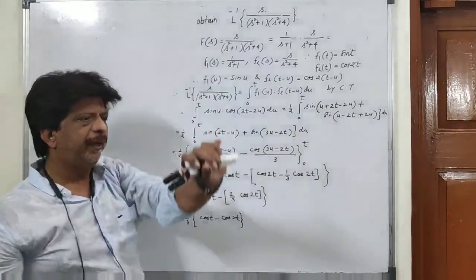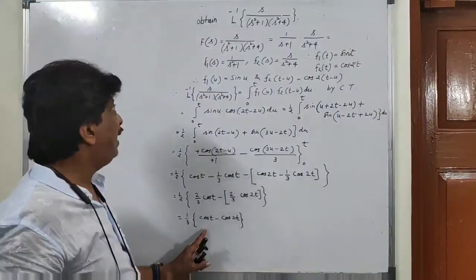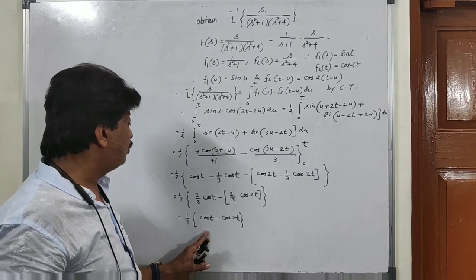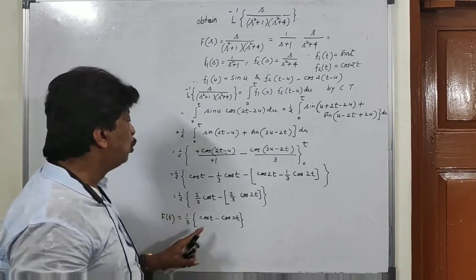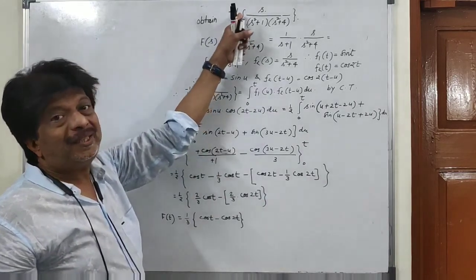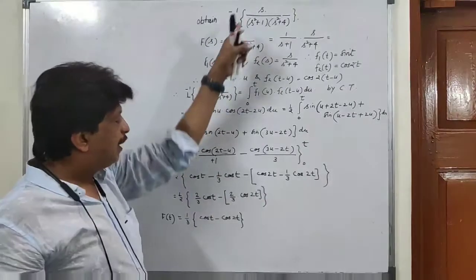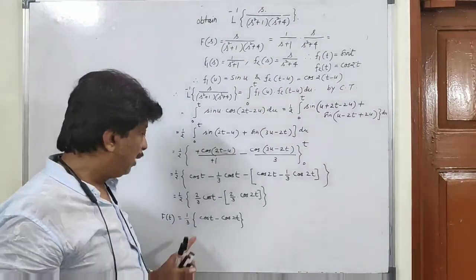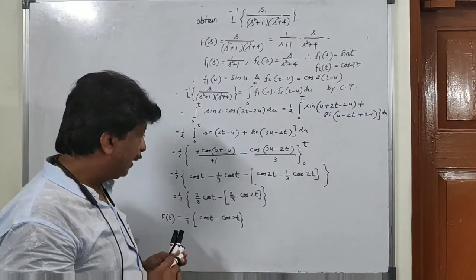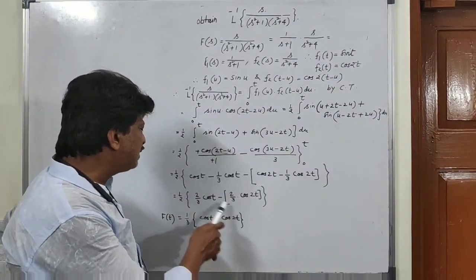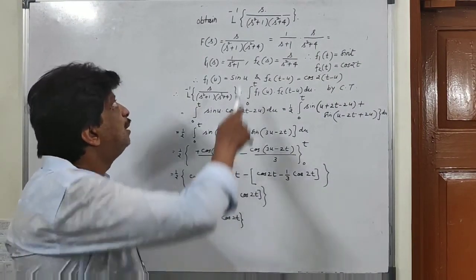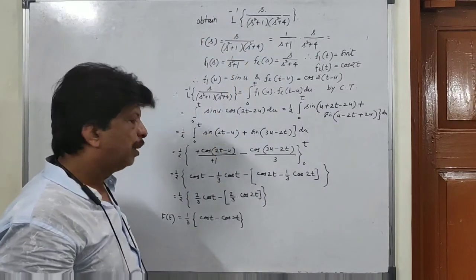So this is the function f of t whose Laplace transform is this, and inverse of this is this: 1/3 of cos of t minus cos of 2t. If you find the Laplace transform of this, you will get this function.